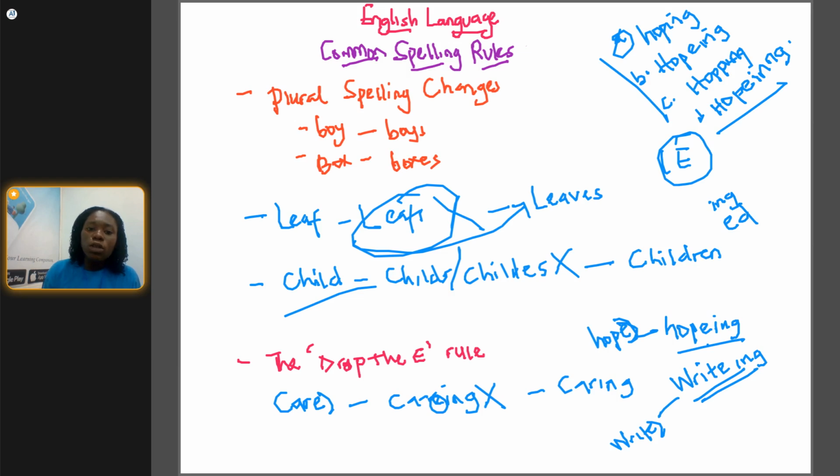Now you see your options and you know that your root word is hope and it ends with E. Once it ends with E, before your ing, you have to remove the E. So you need to remove the E before the ing for you to know your correct option. That's what the dropping-the-E rule says. We're going to move quickly into spelling tricks. We just finished spelling rules, and there were three tips I gave you. Now we move to spelling tricks.